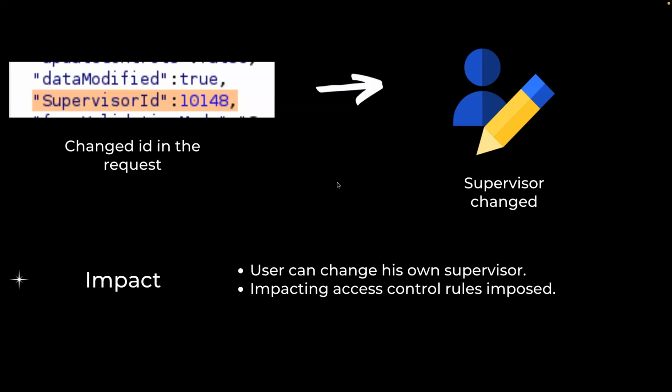It also impacted the access control rules imposed. What was the access control here? A normal user should not be able to change his supervisor. So sometimes you can portray business logic issues as access control also. These are basically client side controls and you can bypass them. Just look for the request, look for the correct data to hit, look for the correct data to change.